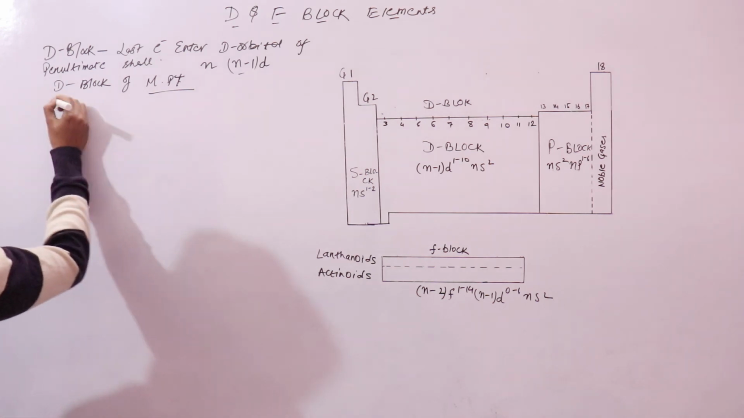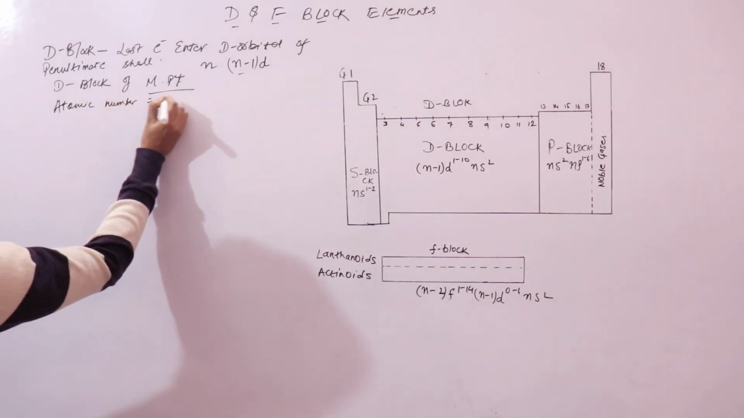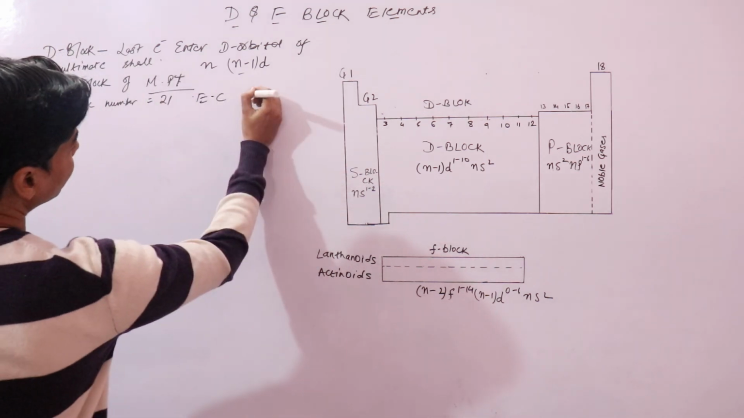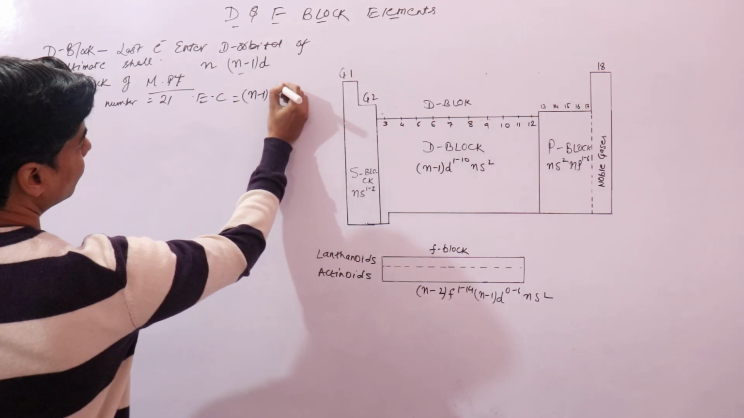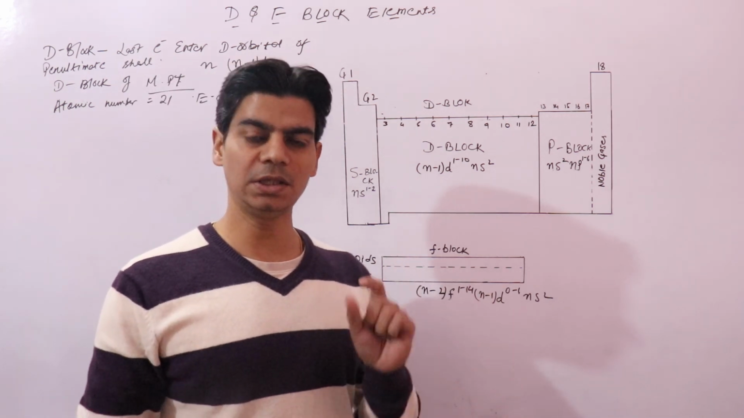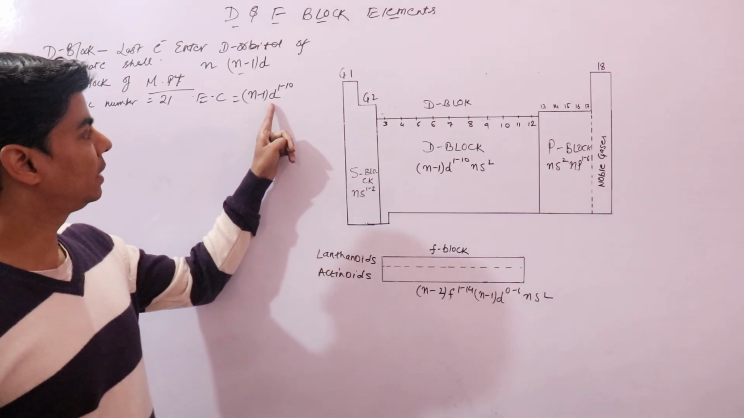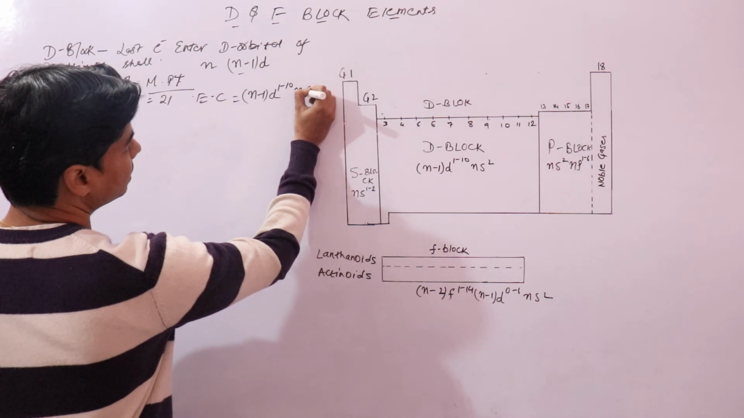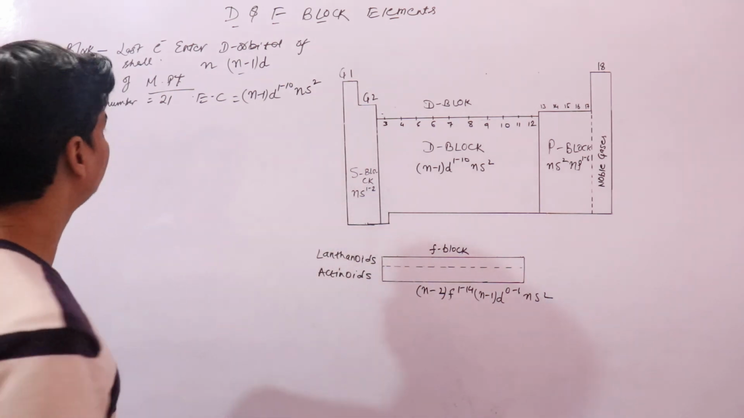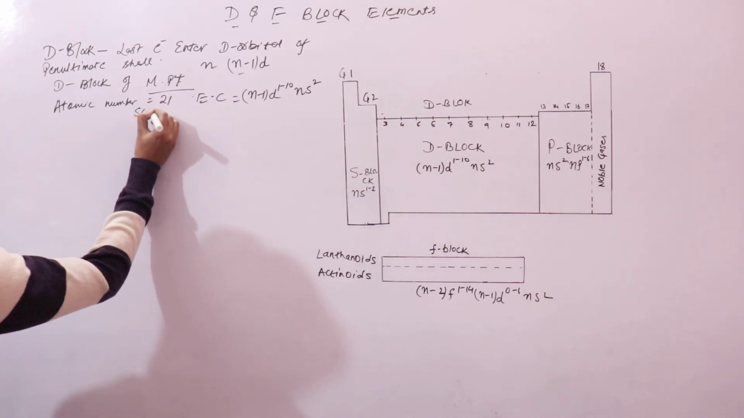It starts with atomic number 21. The general electronic configuration of transition elements would be (n-1)d 1 to 10, because the D subshell has 5 D orbitals based on orientations, and each orbital can have 2 electrons, so 5 orbitals will have 10 electrons. That is why D orbitals can have electrons 1 to 10. Then ns2, because the S orbital can have a maximum of 2 electrons. This is the general electronic configuration of D block elements, and it starts with atomic number 21, which is the element scandium.